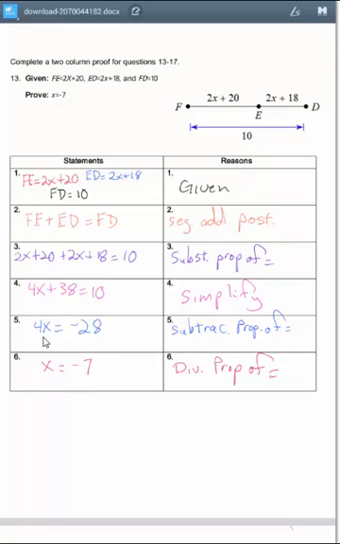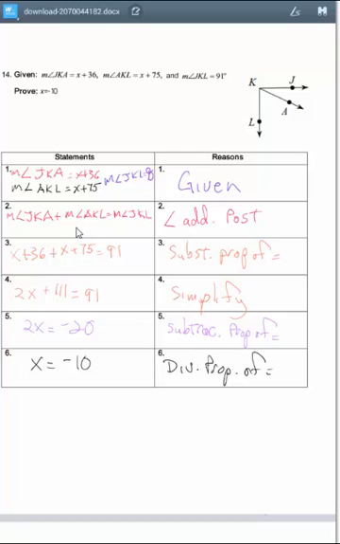In step 5, I have 4x equals negative 28. Now I'm going to divide both sides by 4, and I'm going to get that x equals negative 7. Since that is what I'm trying to prove, I don't need to write any more statements, and I'll just finish this up by writing the reason for that statement. Since I divided both sides by 4, it's the division property of equality.